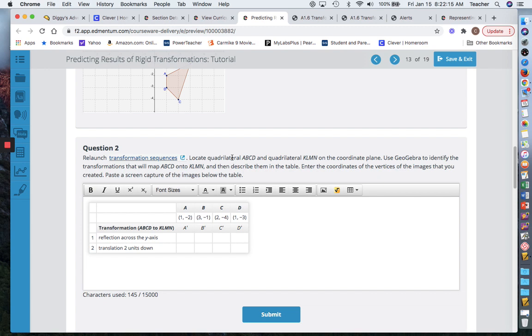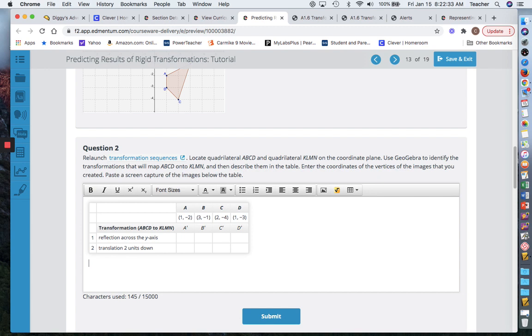All right, so let's see. It looks like I'm going to do a reflection across the y-axis first to the original, and then I'm going to do a translation 2 down. And I got to get the coordinates. All right. Okay, so let's see. The first is the reflection across the y-axis.